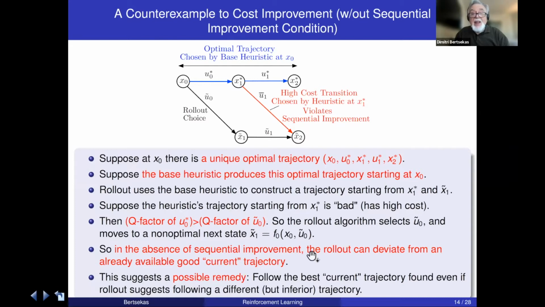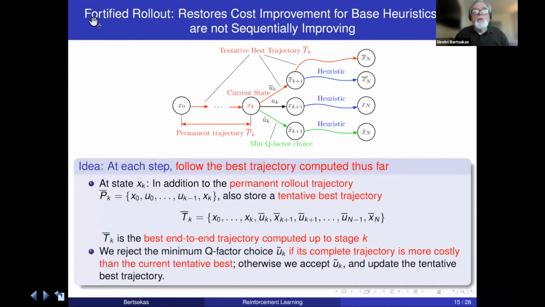So this example suggests a fix. Now we're going to formalize this fix and apply the fixed algorithm to this example. This is called fortified rollout. Fortified in the sense that we add some features to it so that it doesn't go wrong in situations like the one of the preceding example. It restores the cost improvement property when you have a base heuristic that is not sequentially improving. Now, this fortified rollout applies with any base heuristic and fixes it.